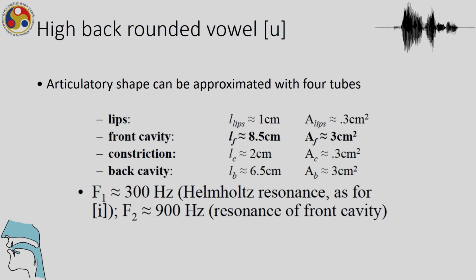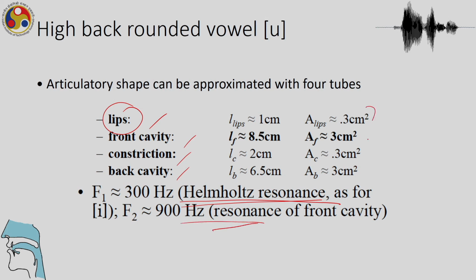So now when we talk about the high back rounded vowel U, the articulatory shape can be approximated with 4 tubes. So we have the lips, the front cavity, the constriction, and the back cavity. The additional property of the lips is relevant here because U is a rounded vowel. Now for F1 like E, which produces a very low F1 like 300 Hertz because of Helmholtz resonance, and F2 around 900 Hertz for the resonance of the front cavity.